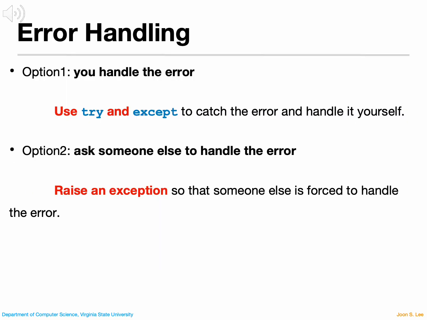There are two main approaches to handling errors. The first option is to handle the error directly using try and except. This allows your program to catch the error and respond to it immediately. The second option is to raise an exception. In this case, the error is passed to another part of the program, which is then responsible for handling it. These two approaches give you flexibility in how you design your programs and manage errors.